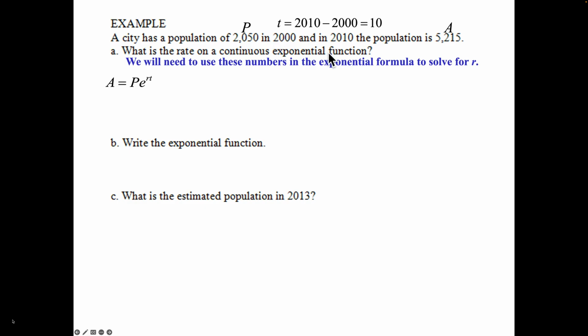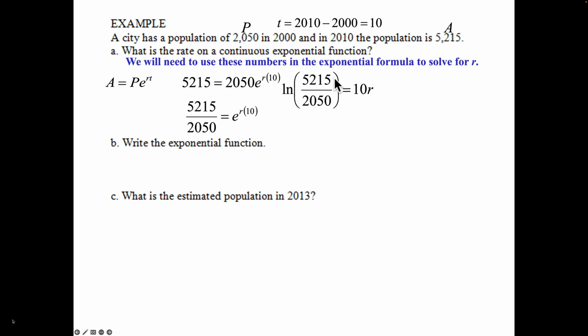So I substitute this in. 5,215 equals 2050 e to the r times 10. r is the only variable left over in the equation. We can solve for it. So divide over the 2050. Now we're going to convert it to a natural log. And if you want to keep the numbers the same, that's okay because it's going to be a calculator entry. That's the natural log of that fraction is equal to 10r, your exponent. Divide over the 10, and that's what we're going to punch into our calculator.